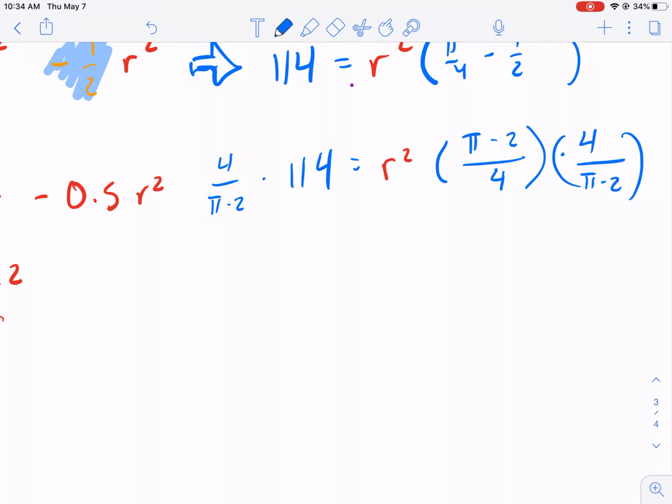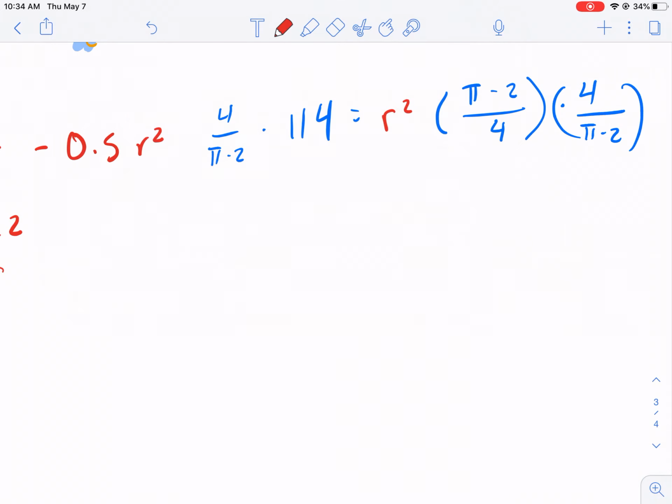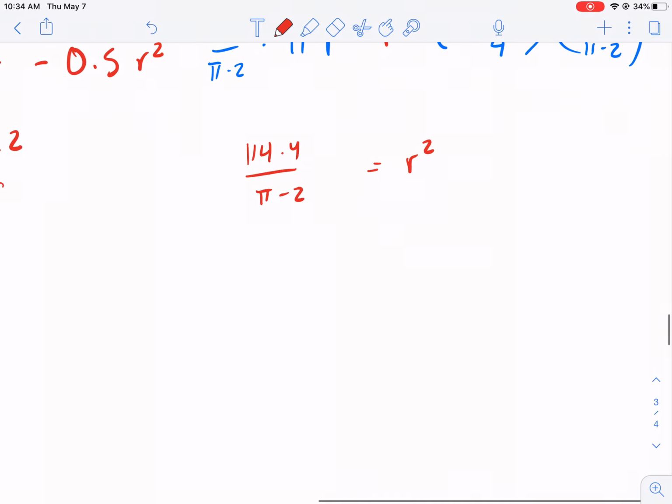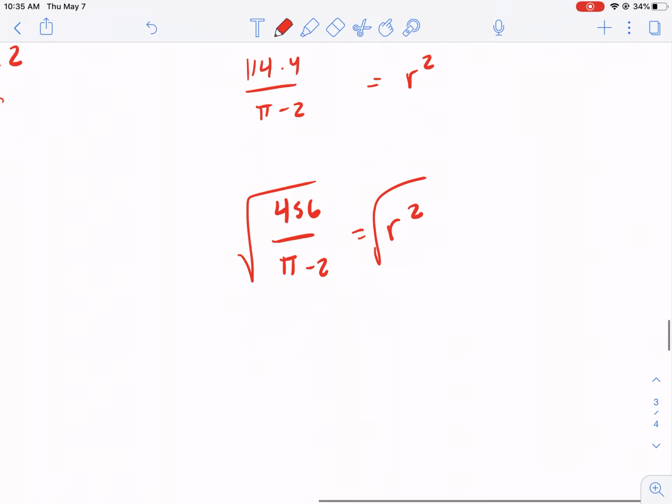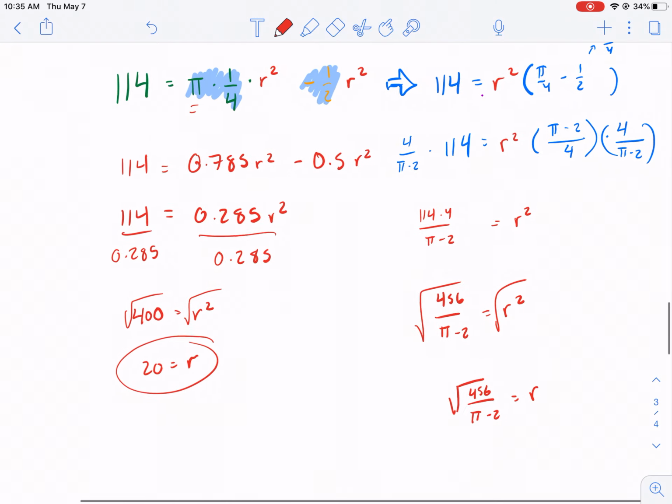Pi minus 2. So I get r squared equals 114 times 4 over pi minus 2. And I get 114 times 4, which is 456, over pi minus 2 equals r squared. And finally, I take the square root, and I get the square root of 456 over pi minus 2 equals r. So we don't have a pretty looking answer there.